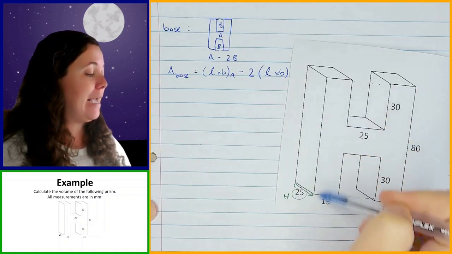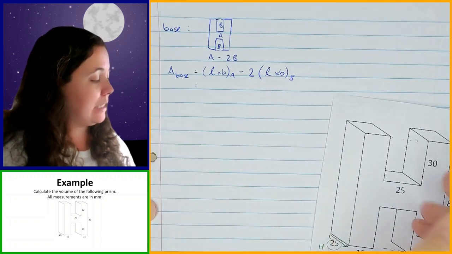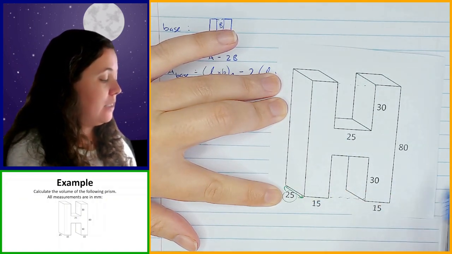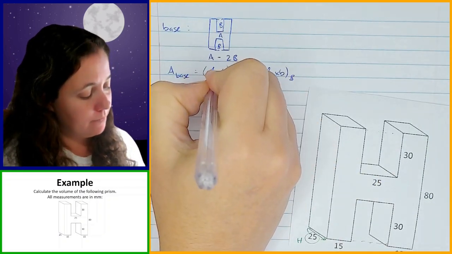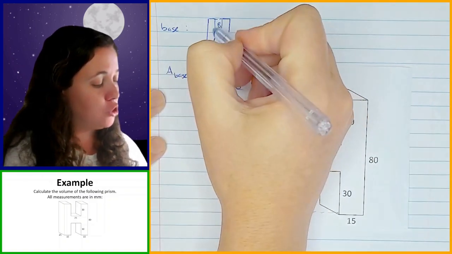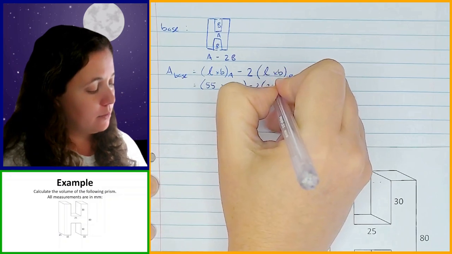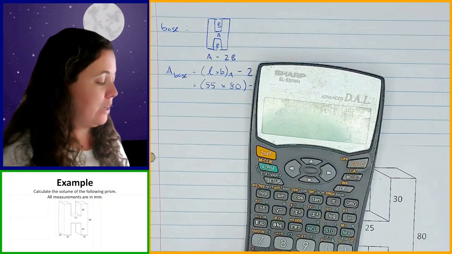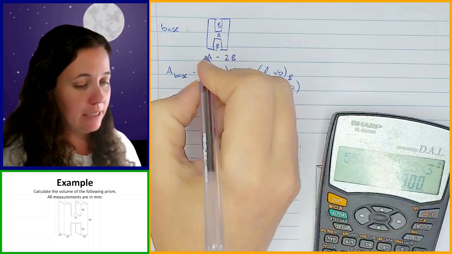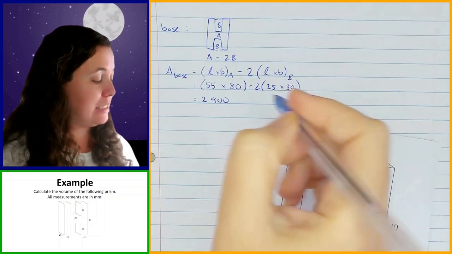I can work out the area of the H itself by saying the total area minus the two identical rectangles. This whole big rectangle is 15 plus 25 plus 15, that's 55, times 80. Then I'm going to subtract the two small rectangles, these two pieces over here. So it's minus 2 times, and the area of one of those is 25 by 30. Now we can work that out: 55 times 80 minus 2 times 25 by 30 gives us 2,900. So I now know that the area of the H is 2,900 millimeters squared.